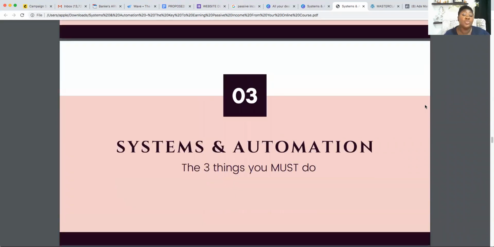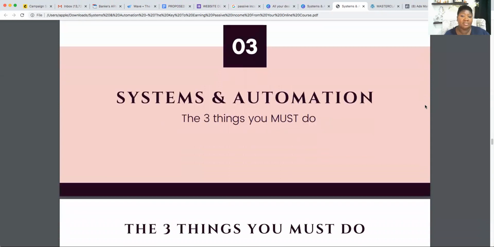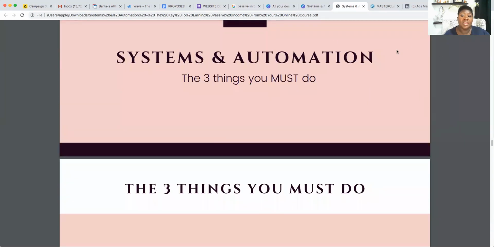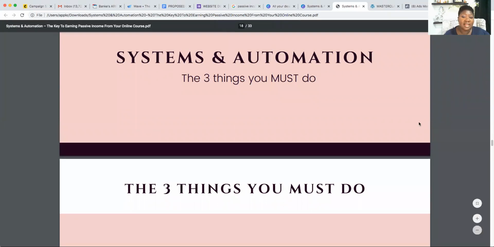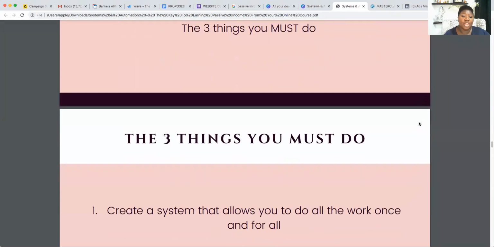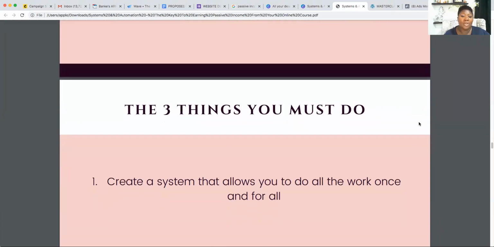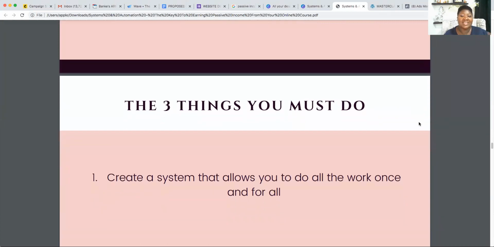Now, three things you must do to create systems and automations in your business. Number one, you need to create a system that allows you to do the whole work once and for all and continually earn from it.